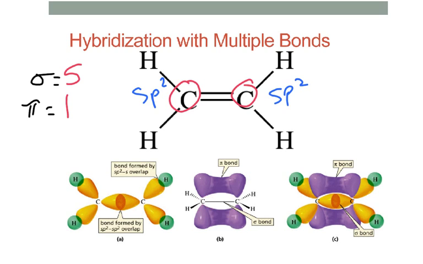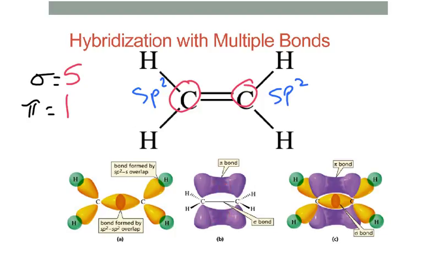Well, as you can see on these carbon atoms, there are also remaining p orbitals. So notice they're purple. They're not those hybrid orbitals. They're just straight up p orbitals. And there's overlapping here, which causes the pi bond.